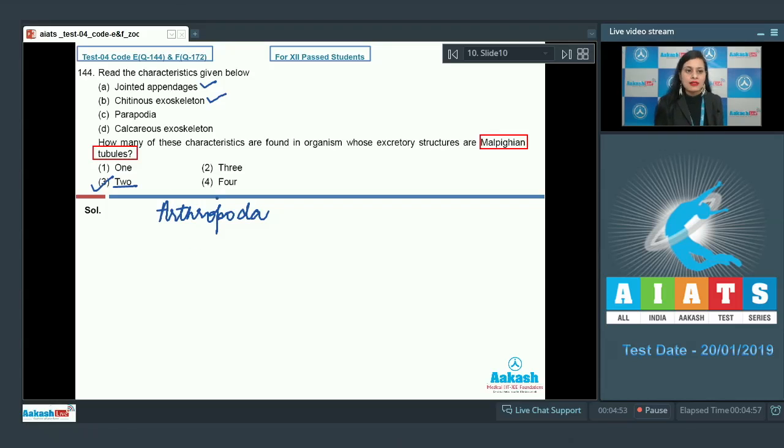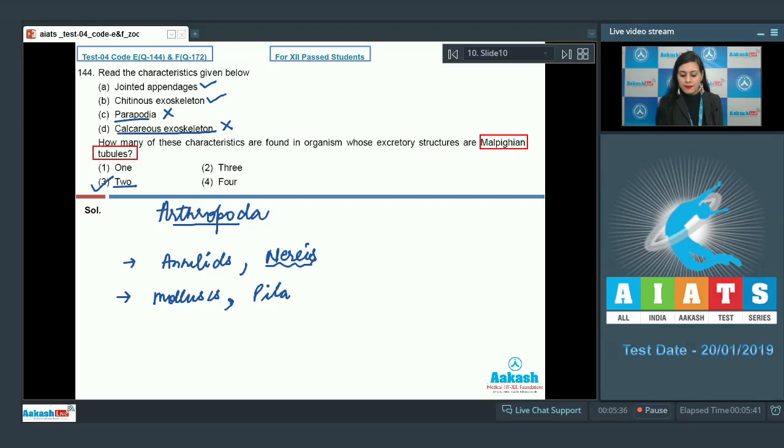The other characteristics, that is parapodia and calcareous exoskeleton, are not characteristic features of animals belonging to the phylum Arthropoda. Parapodia are found in annelids such as Nereis, whereas calcareous exoskeleton is found in mollusks such as Pila or apple snail. So the correct answer to this question is option number 3. Let's proceed to the next question.